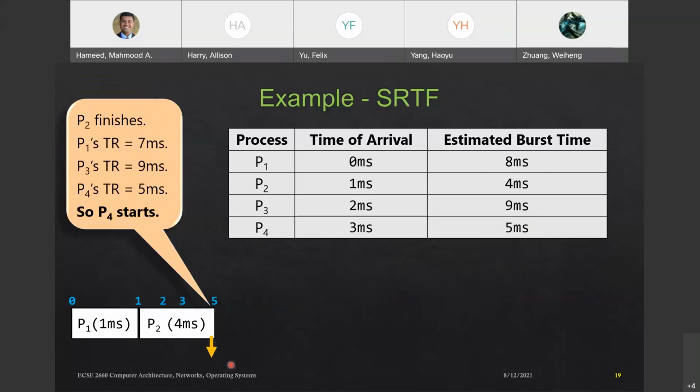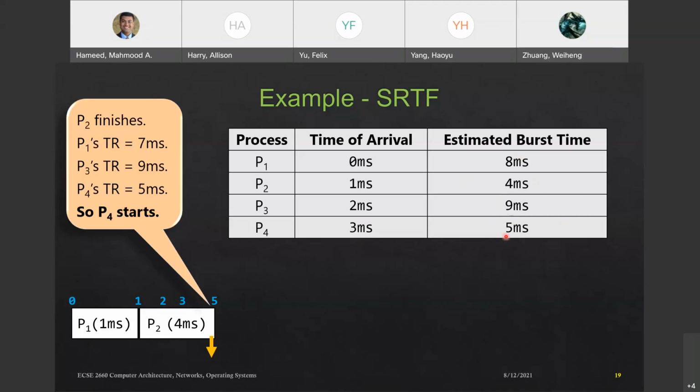We will do a quick list of how much time we have remaining per process. P1, original 8, worked 1, 7 remains. P3 and P4 both had to wait, so they have 9 and 5 respectively. We didn't make any progress on P3 and P4. So which one are we going to pick? We are going to pick P4, right?